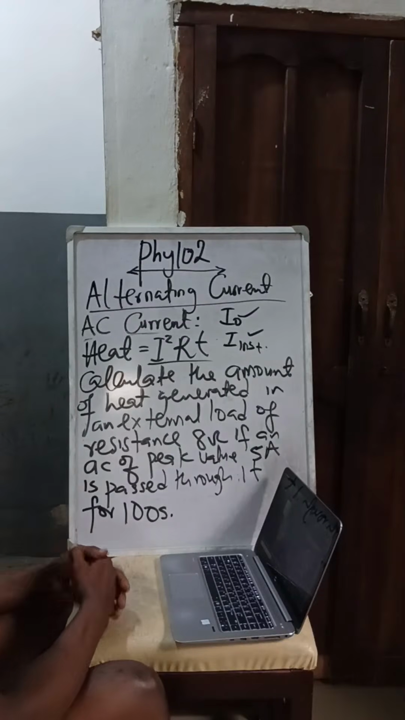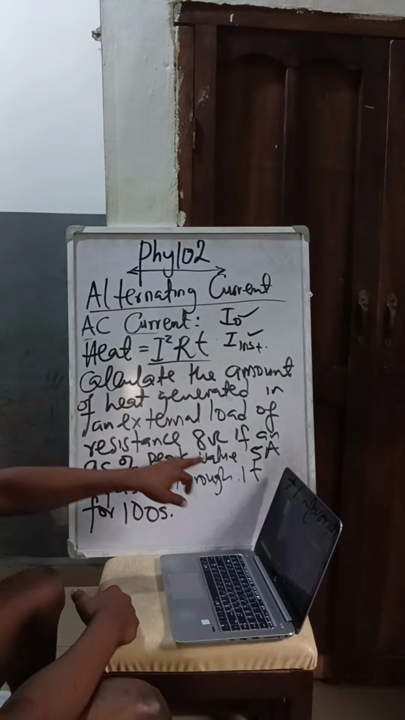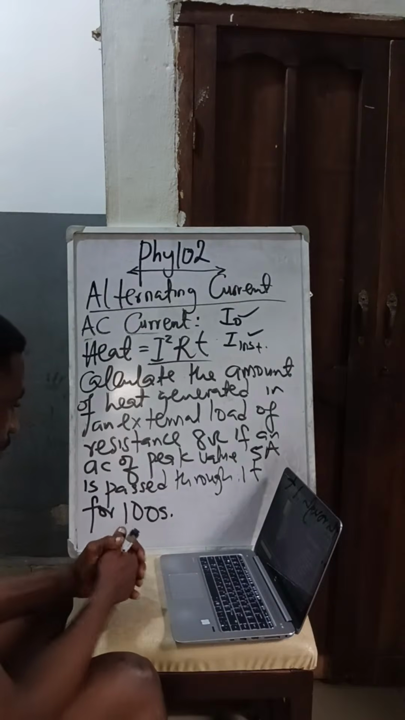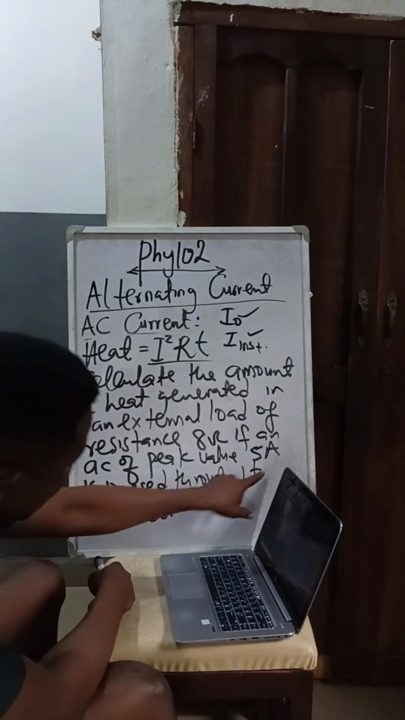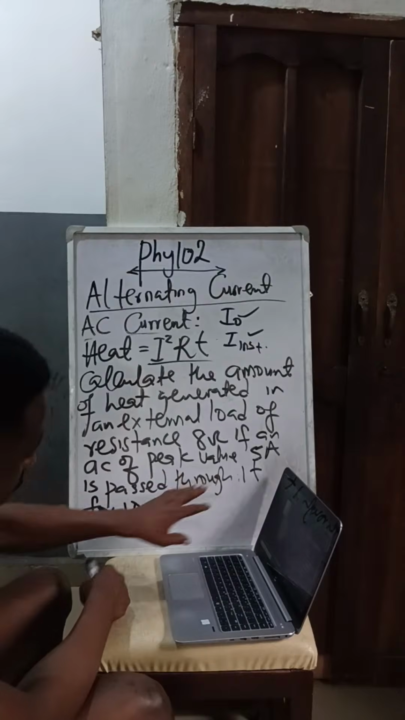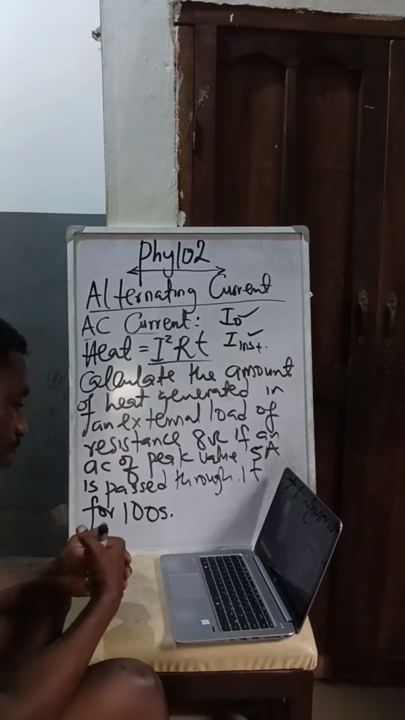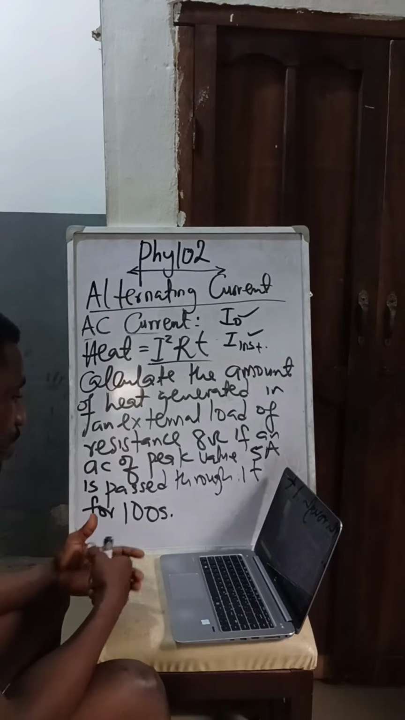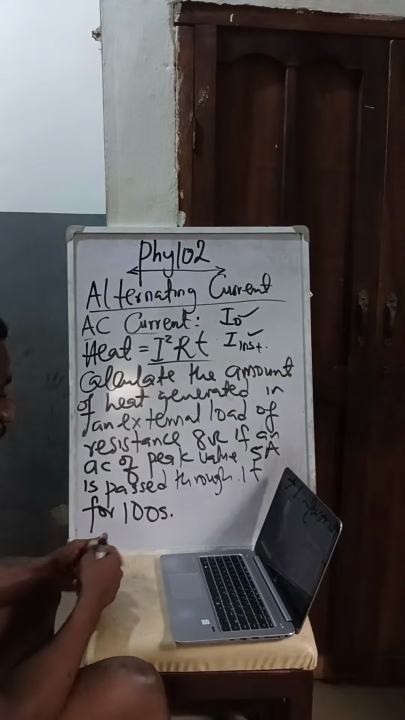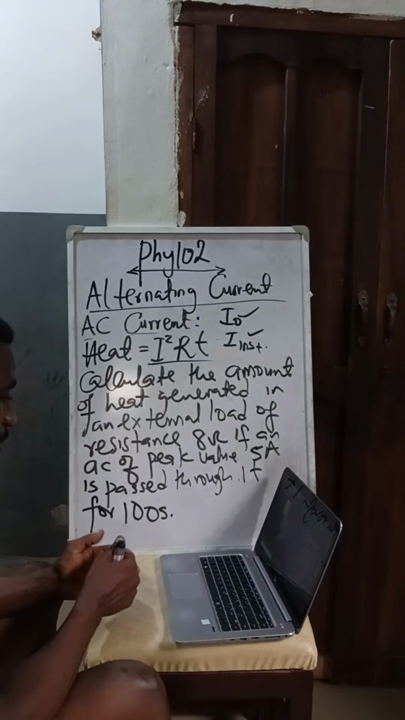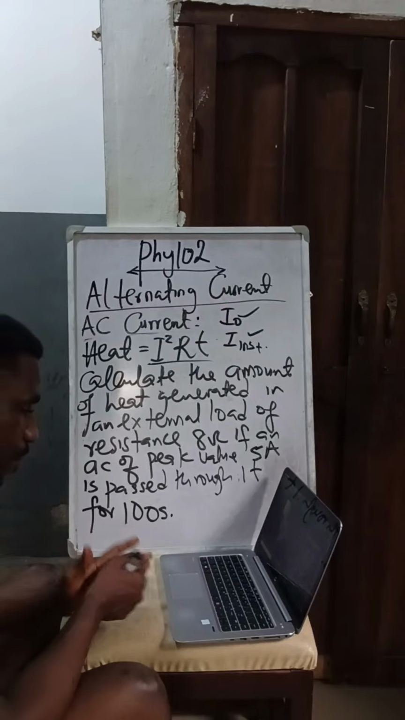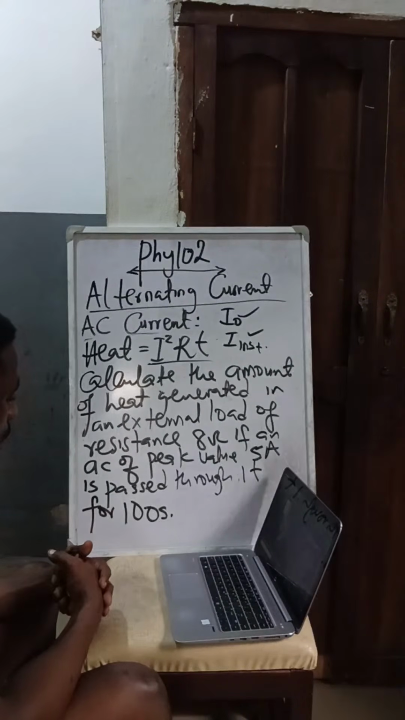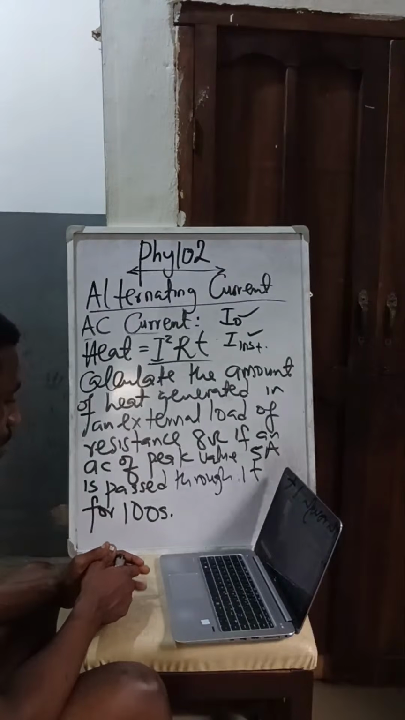Take note, this current is not peak current. So you dare not use this 5 here and so you will fail it woefully. If you apply this 5, because this 5 is called peak value. So if they give you peak value in a question, remember to convert it to instantaneous current. Okay, it's very, very important. You convert it instantly to instantaneous current. I hope you are following.